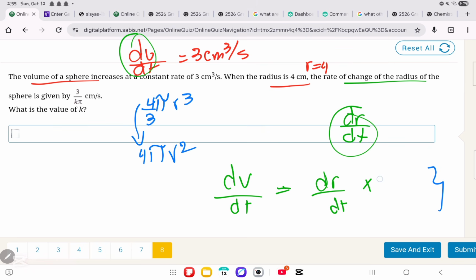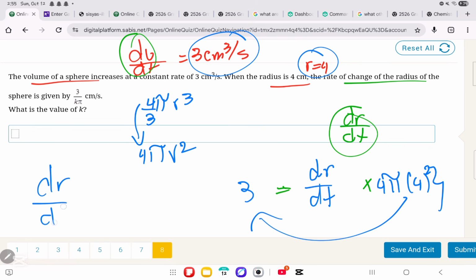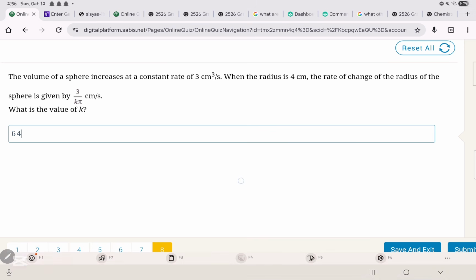So you substitute it here by 4 pi r squared. They told us that r is 4, so 4 pi 4 squared. And then dr over dt is what we need to find. However, dv over dt we have, which is 3 centimeter cubed per second. So you move this to the other side. dr over dt equals 3 over 4 pi 4 squared. So after solving, it's gonna be what? It's gonna be 3 over 64 pi. So what's the value of k? The value of k is 64.